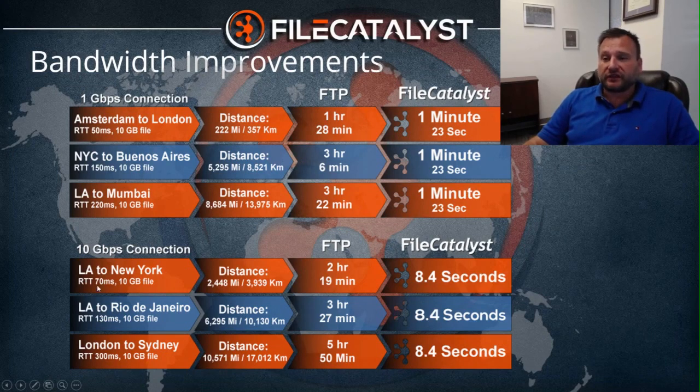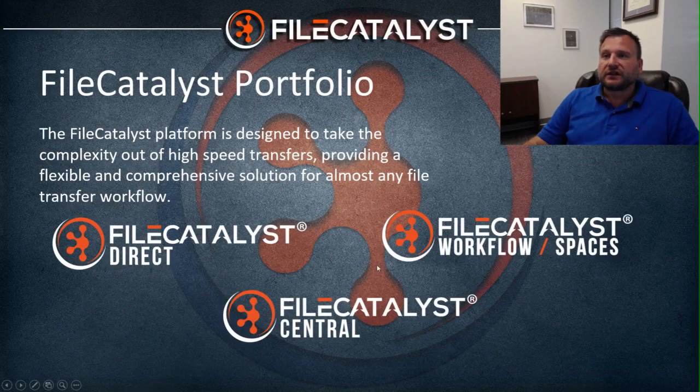So if you have a 10 gig connection between LA and New York, you can expect your FTP transfer to take over 2 hours. We do it in 8.4 seconds. And if you grow this distance to, let's say, 10,000 kilometers, like London to Sydney, now an FTP transfer will take 5 or 6 hours to do this transfer on a 10 gig line. We do it in 8.4 seconds.